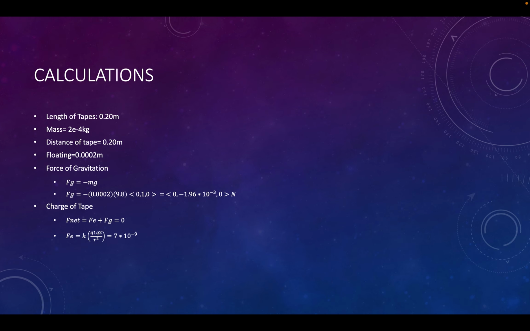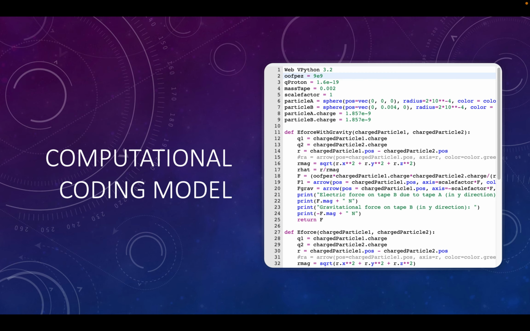So here are some of our calculations. The length of the tape was about 0.2 meters. The mass was about 2 times 10 to the negative 4th kilograms. The distance of the tape was about 0.2 meters. And the floating distance that we got was 0.0002 meters. So here's our gravitational force calculation. We calculated the mass times gravity, and that's what we got. And then we calculated the charge of the tapes by finding the electrical force.